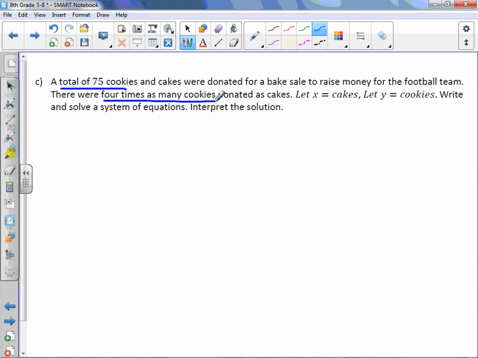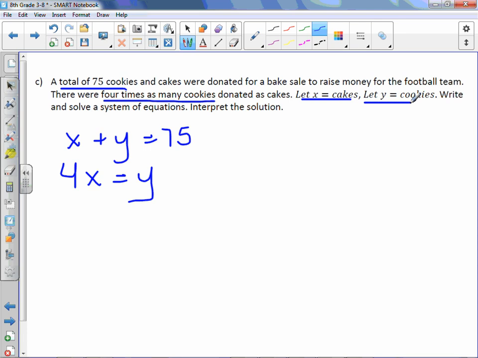Okay. Well, first of all, we know that there was a total of 75 cookies and cakes. So if we take x plus y, our cookies plus our cakes, that would equal 75. That's our first equation. The second equation is that there are 4 times as many cookies as cakes. So 4 times the cakes equals the cookies. Again, x and y are defined as the cakes and the cookies. Now we have our 2 equations.